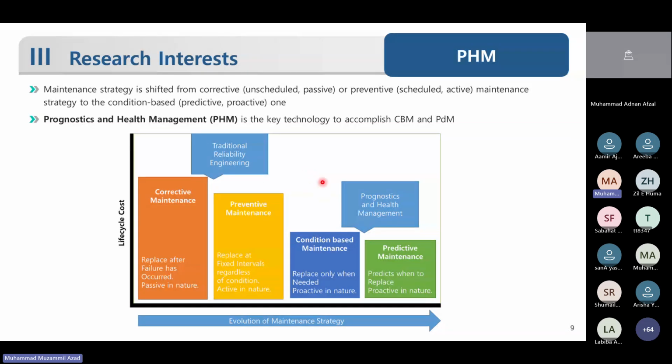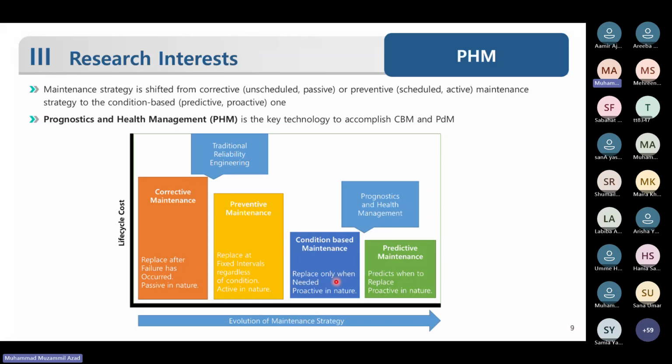But recently, in the last 1 or 2 decades, the entire shift has been towards condition-based maintenance. What it means is that we need to replace the part only when needed. So we are analyzing the objects or the system again and again in real time, and whenever the system is not operating under the desired conditions, then we replace that part. This is called proactive maintenance, and it is a recent trend in most industries that they are using either condition-based maintenance or predictive maintenance. These two terms are correlated with each other, and both are related to prognostics and health management. Prognostics and health management, also referred to as PHM, is a key technology to accomplish CBM, condition-based maintenance, and also PdM, predictive maintenance.